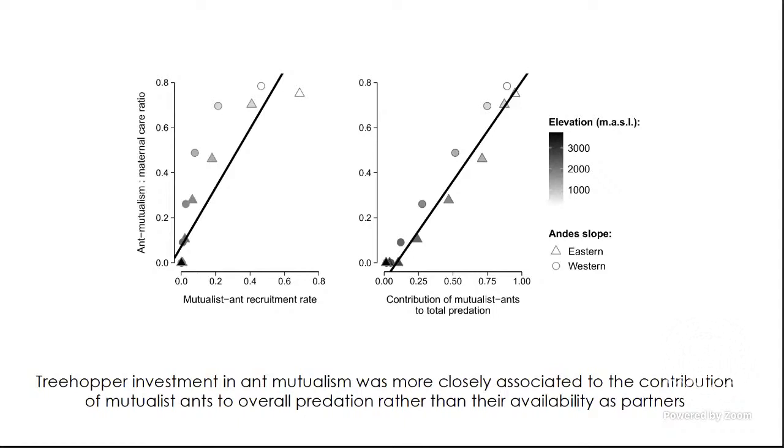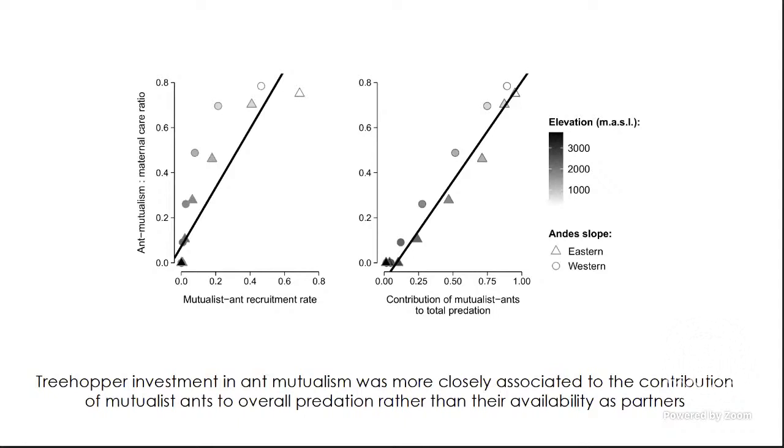And thank God, finally, there is a slide that looks okay. In this graph, we see in the y-axis the ratio of ant mutualism to maternal care investment within a tree hopper community across elevations, meaning that the points that are closer to 1 represent communities where most of the investment went to ant mutualism rather than maternal care. And the opposite would be true for points that are closer to 0, where most investment goes to maternal care.